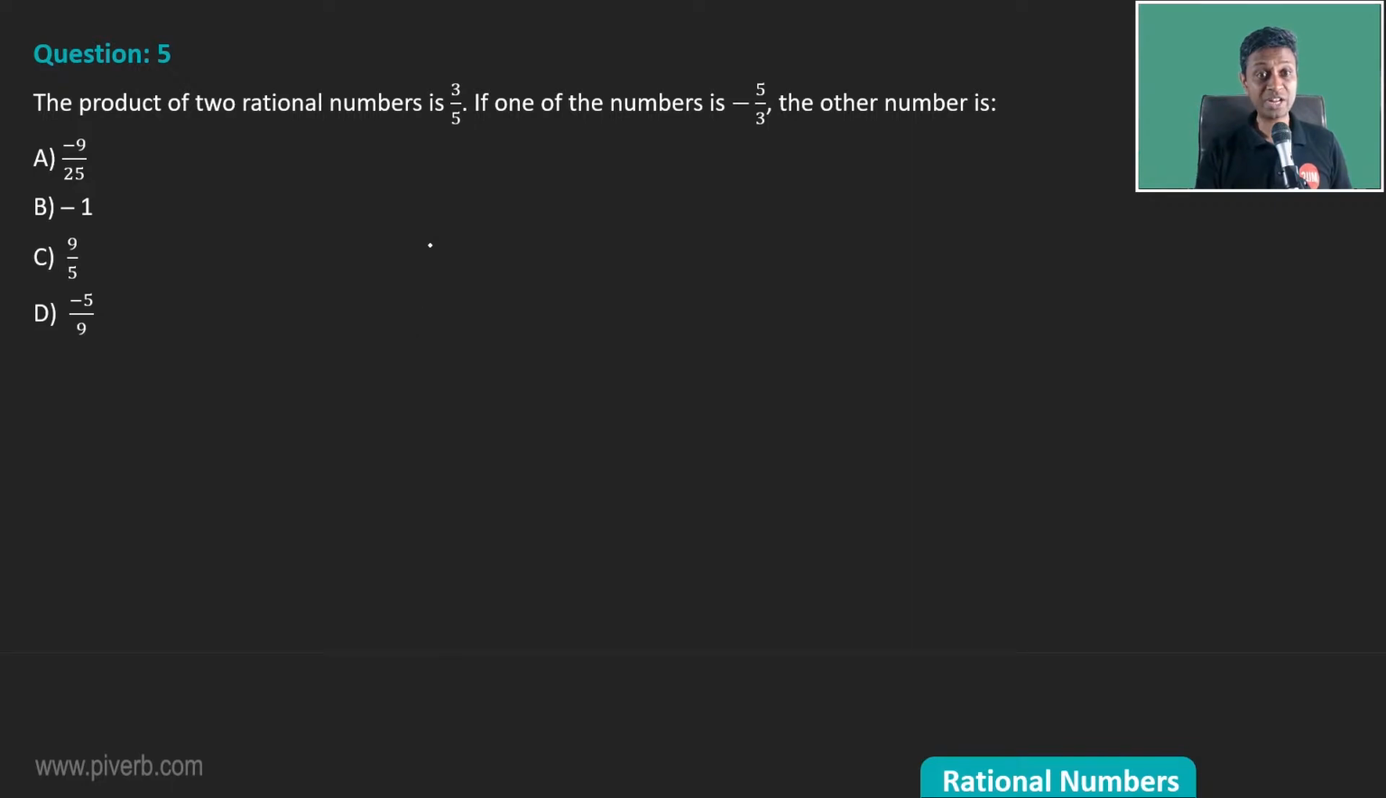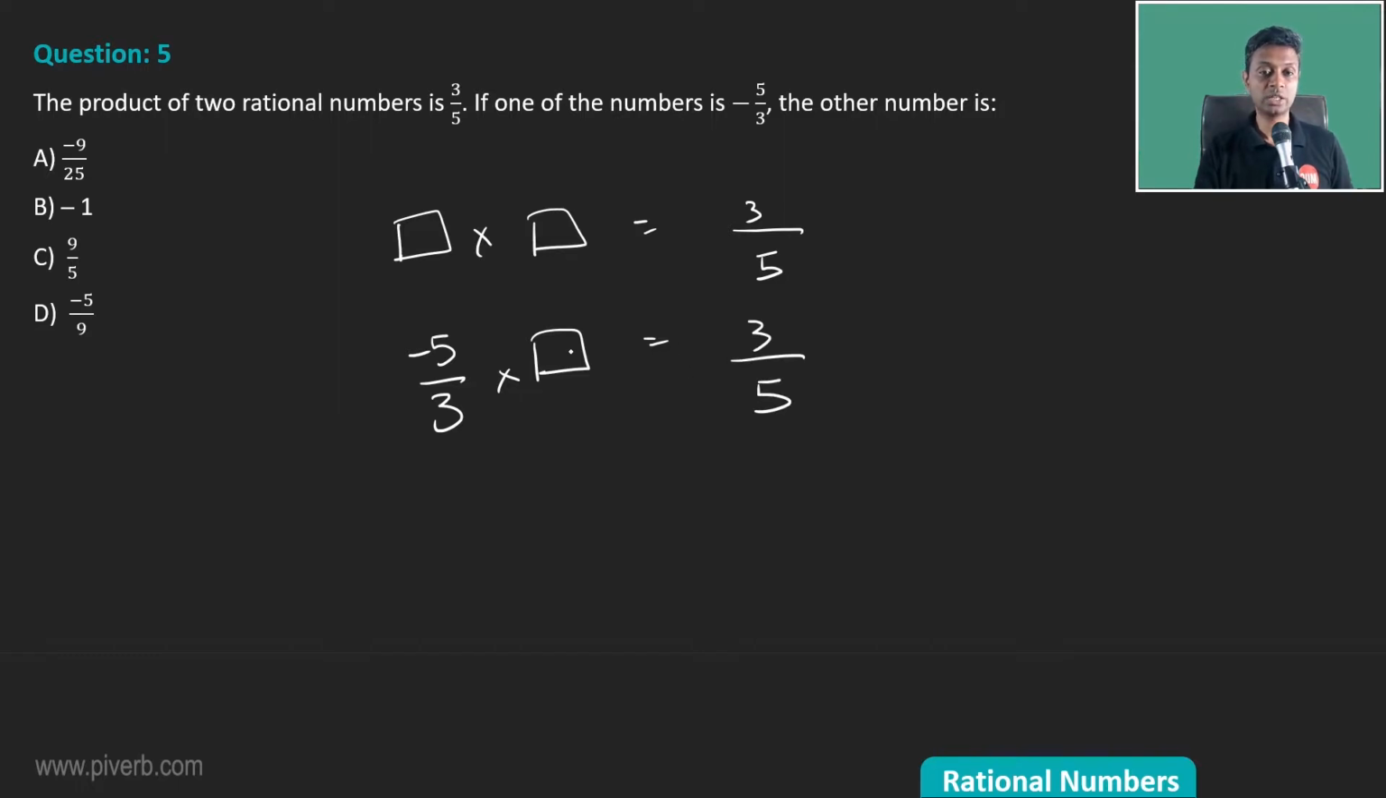The product of two rational numbers is 3 by 5. One number into another number is 3 by 5. If one of the numbers is minus 5 by 3, then minus 5 by 3 into something is 3 by 5. The other number should be 3 by 5 into minus 3 by 5.